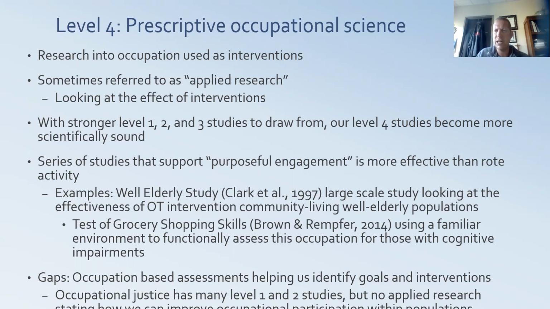Again, there's relational studies in occupational justice, in occupational injustice for that matter, looking at specific populations of people. And now we're able to relate it to unhealthy outcomes, and we're able to relate it to how and why, but there's no applied research saying how we can improve that occupational participation with certain populations, okay? And so we're gonna talk a lot about that at the very end of the semester.